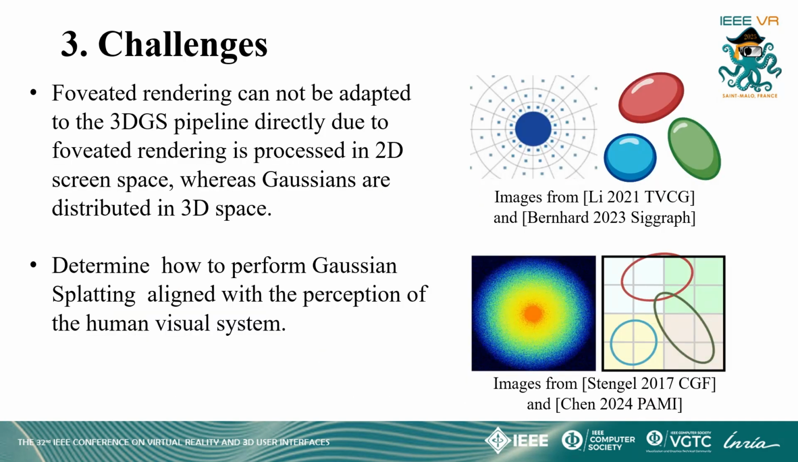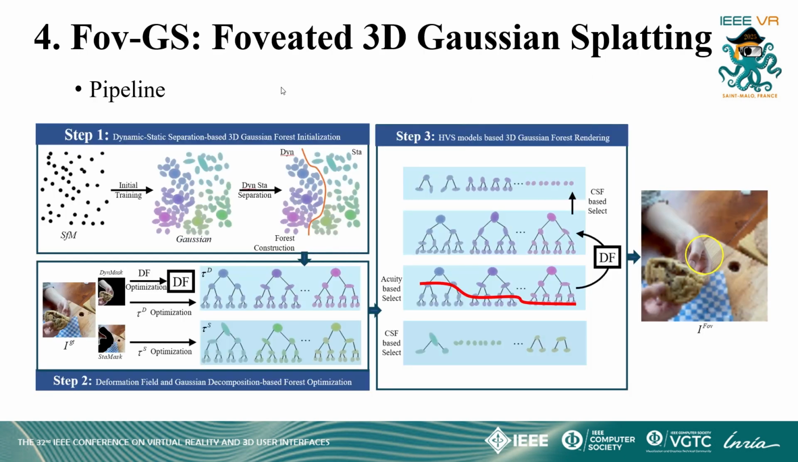To achieve photorealistic and real-time rendering for dynamic scenes with Gaussian splatting in VR applications, two challenges must be addressed. The first one is that foveated rendering cannot be adapted to the 3D-GS pipeline directly, because foveated rendering is processed in 2D screen space, whereas Gaussians are distributed in 3D space. The second one is how to perform Gaussian splatting aligned with the perception of the human visual system. We propose a foveated 3D Gaussian splatting pipeline to address the above challenges.